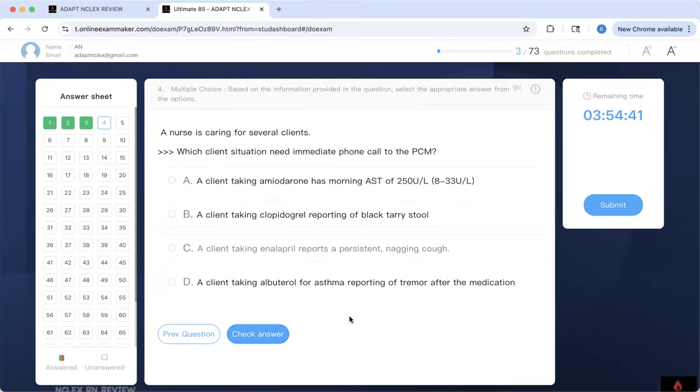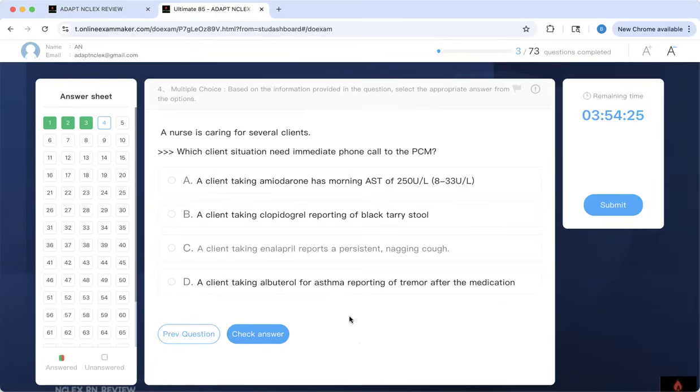A nurse is caring for several clients. Which client situation needs an immediate phone call to the PCM? Client taking amiodarone, morning AST is 250. Client taking Clopidogrel, reporting black tarry stool. Client taking Enalapril, reporting persistent nagging cough.